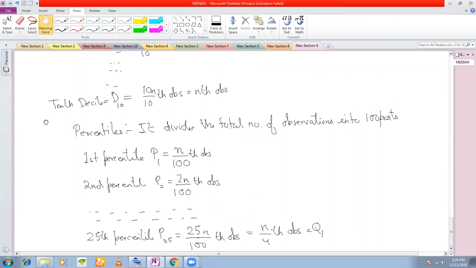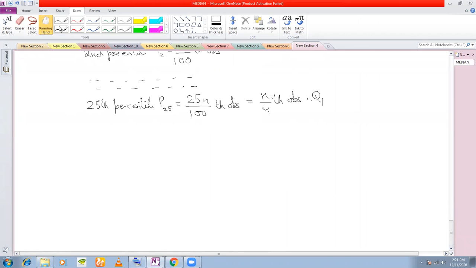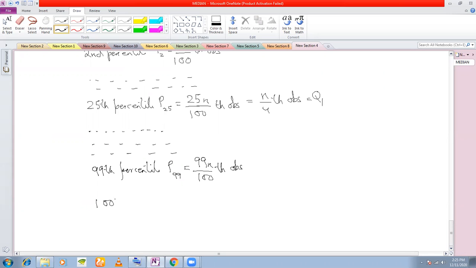You will also observe a very similar pattern for the 75th percentile, but it is not required right now. So we'll continue in this manner, until say the 99th percentile and the 100th percentile. P99 is the 99n by 100th observation. And finally the 100th percentile. In fact, we don't calculate the 100th percentile. P100 is the 100n by 100th observation, which is nothing but the nth observation.